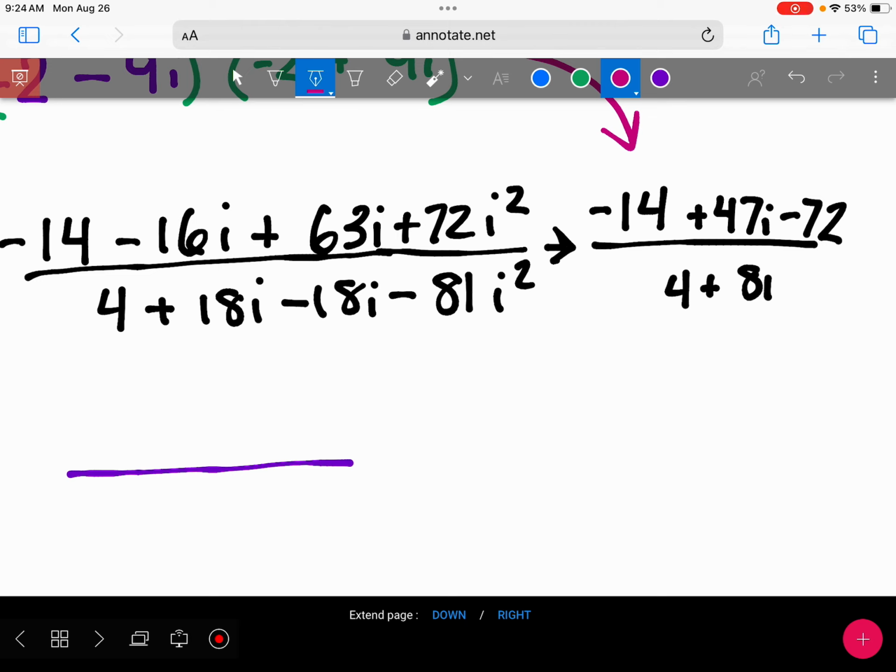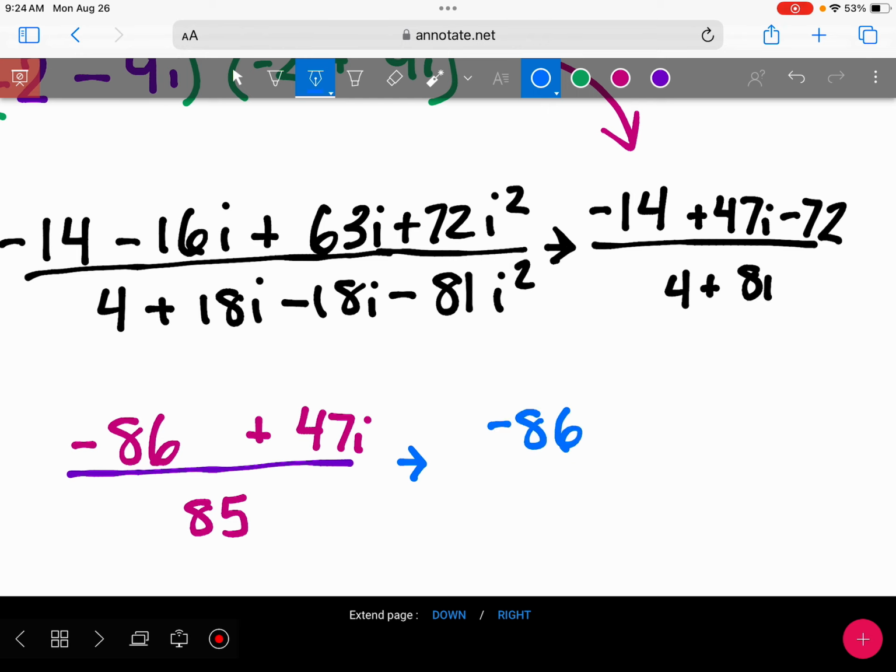So what do we get as our final answer when we simplify this? Negative 86. Does this have an i on it? Plus 47i over 85. So splitting this into our two pieces, where we have our real term and our imaginary term: negative 86 85ths plus 47 85ths i.